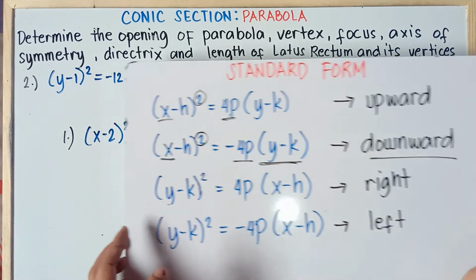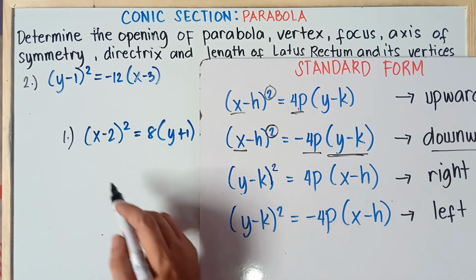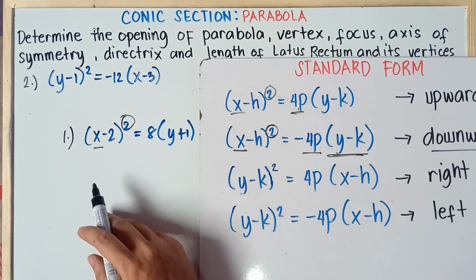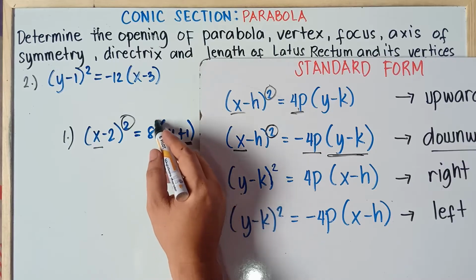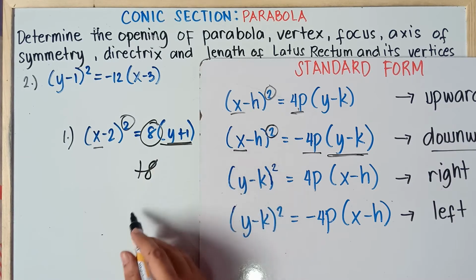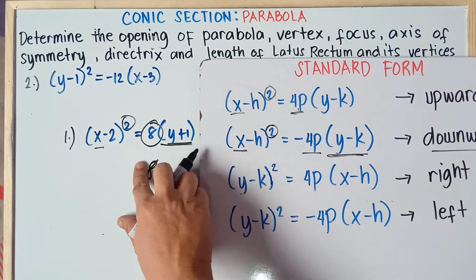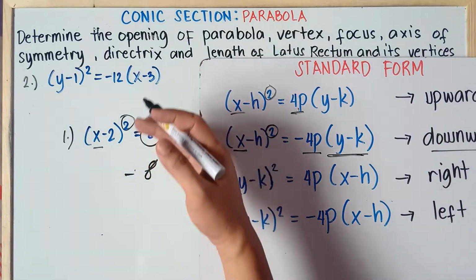Check example number 1, which we explained in the first video. We have x squared, therefore our parabola could open upward or downward. Since the number before this quantity is positive 8, our parabola opens upward. If it is negative 8 before this quantity, our parabola opens downward.